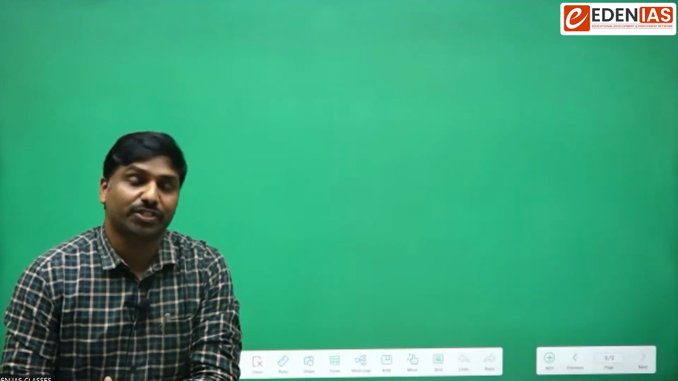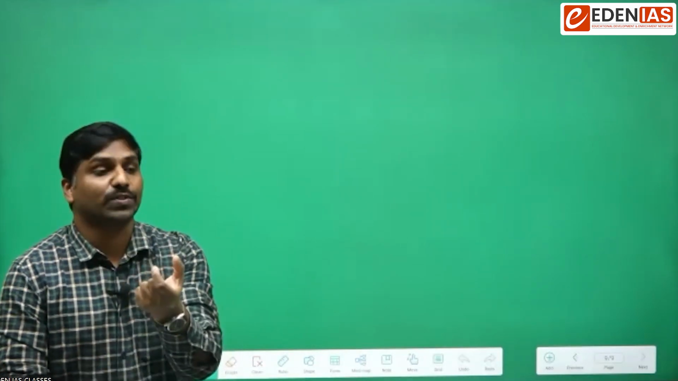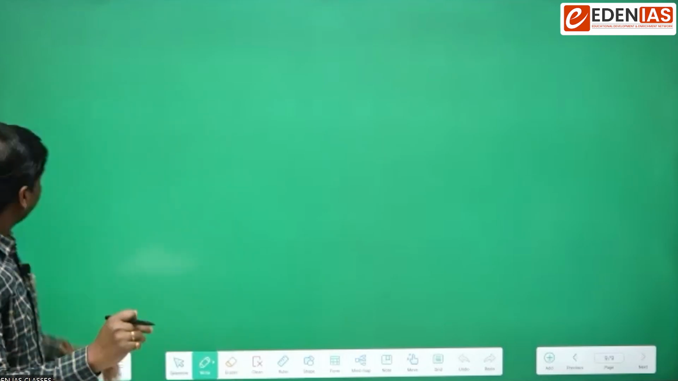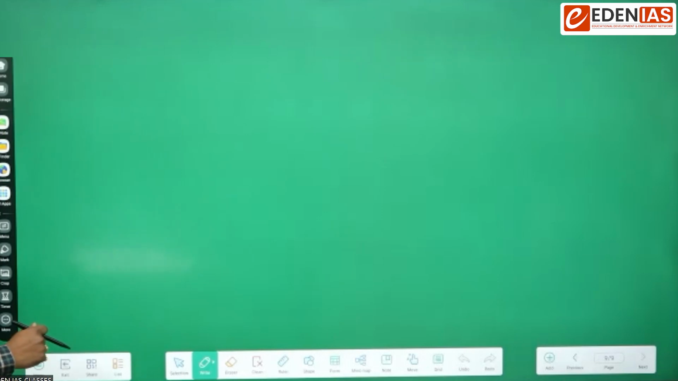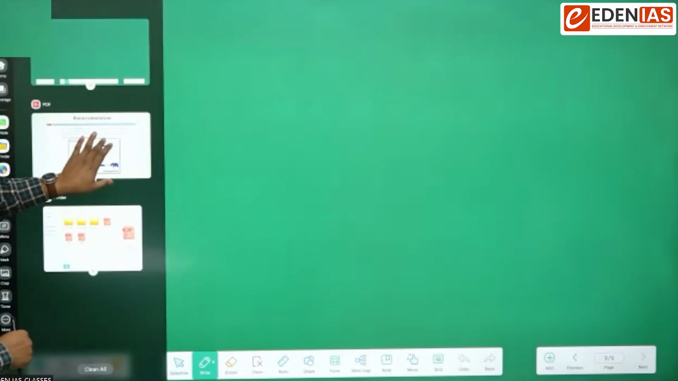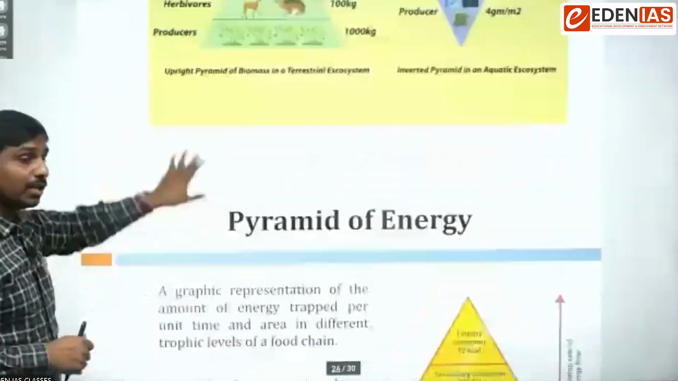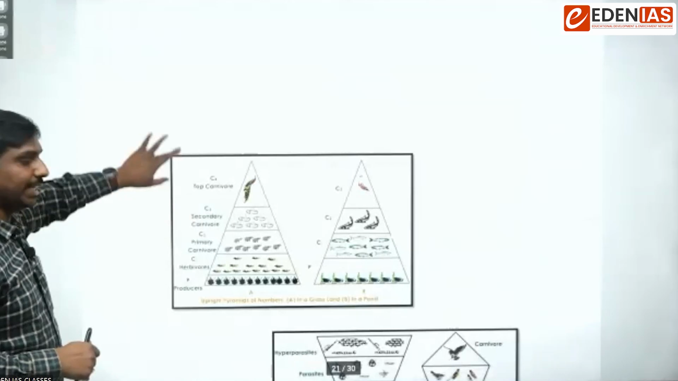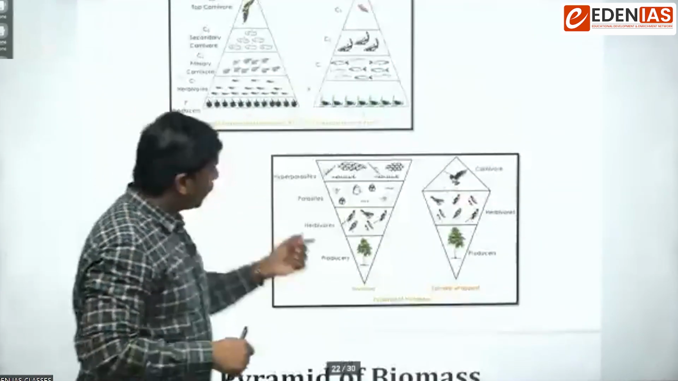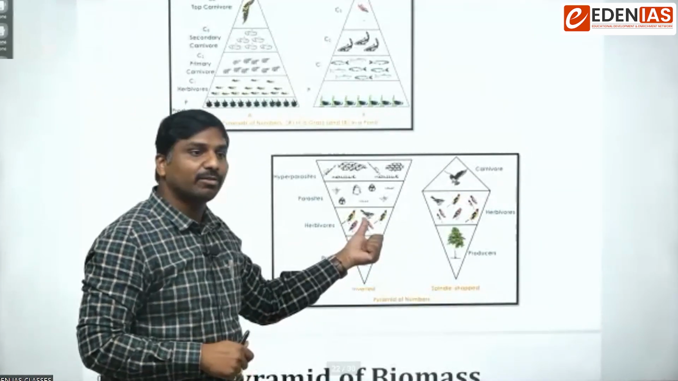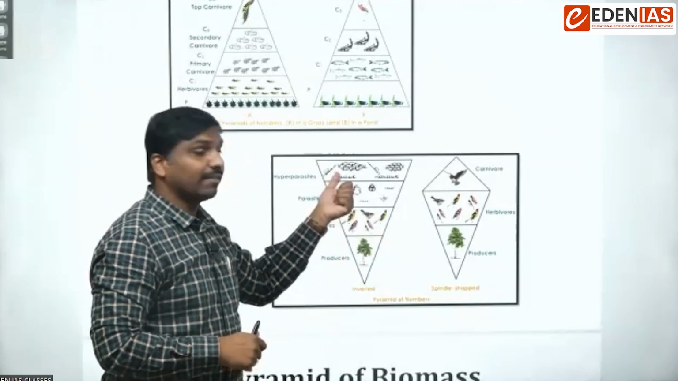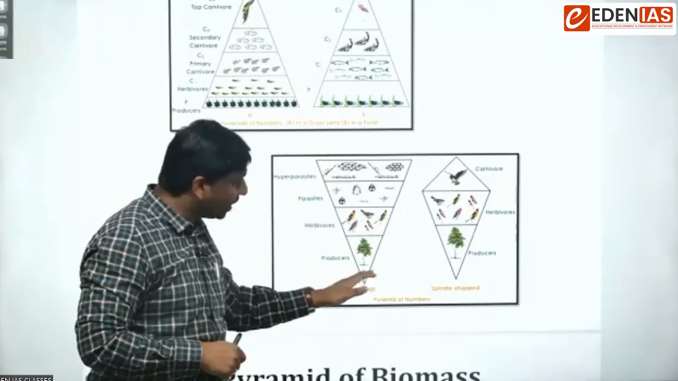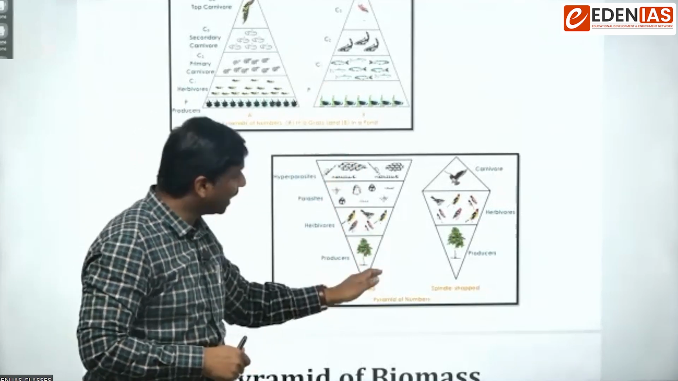Inverted can be seen in terrestrial. If a tree is an ecosystem, then we can have it as an inverted pyramid. We saw an example of an inverted pyramid of numbers. A tree can be an ecosystem where several organisms live. On a tree, some herbivores are living, in the herbivores several parasites are living, and within these parasites, several hyperparasites are living. So the number increases when we move from base to top.